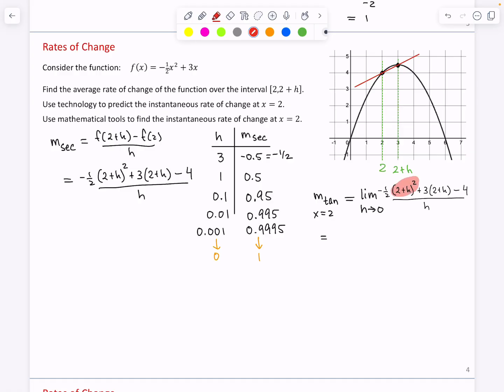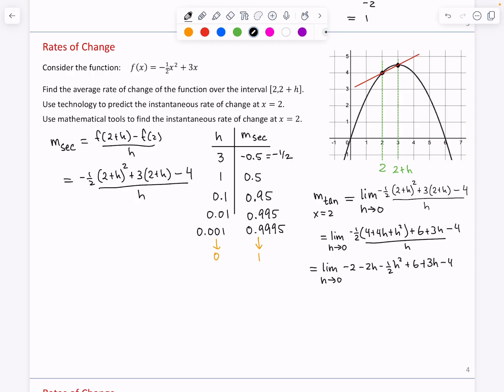I'm going to begin by FOILing 2 plus h squared and also at the same time distributing 3 through these parentheses. So the negative 1/2 stays, parentheses, FOIL 2 plus h, we get 4 plus 4h plus h squared. Distribute the 3, we get plus 6 plus 3h, and then we have minus 4 all over h. Now I'll distribute the negative 1/2 through these parentheses, giving us negative 2 minus 2h minus 1/2 h squared, and then the rest. Notice we have minus 2, minus 4, and positive 6. Those all cancel. And the minus 2h and the positive 3h become positive h.